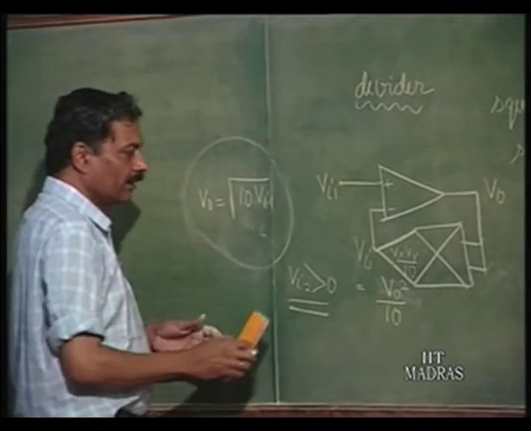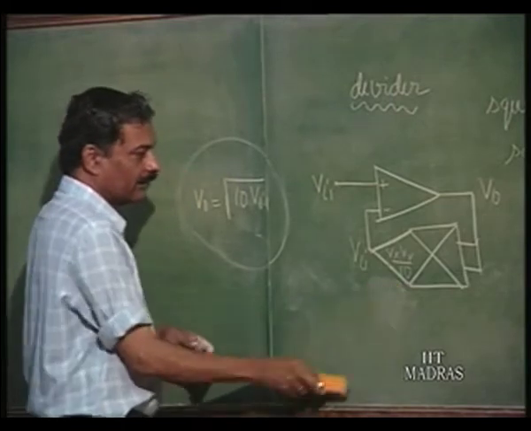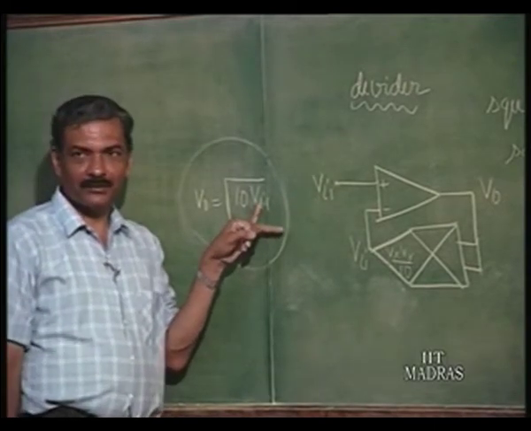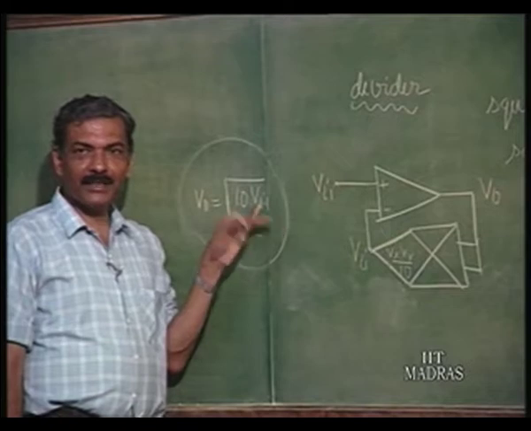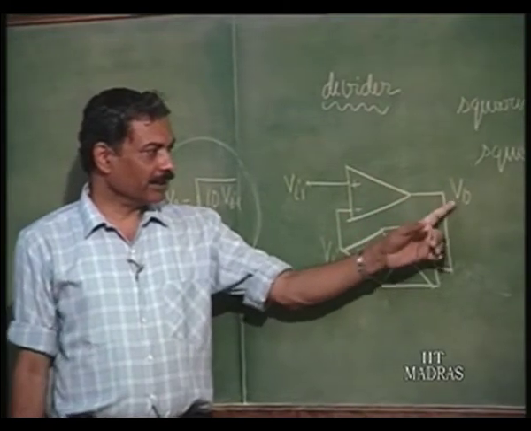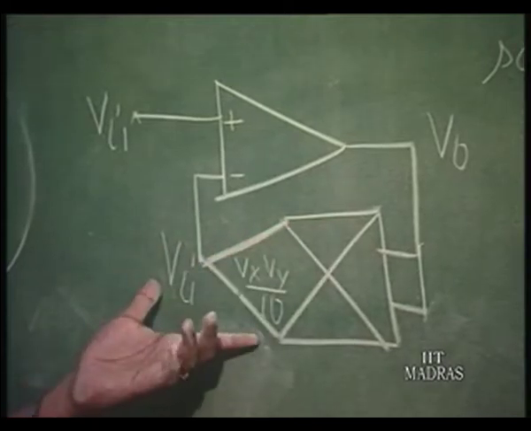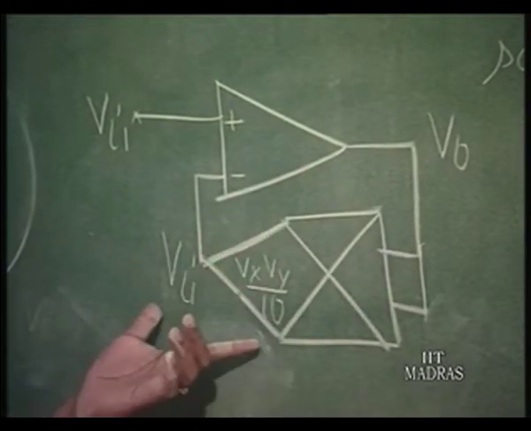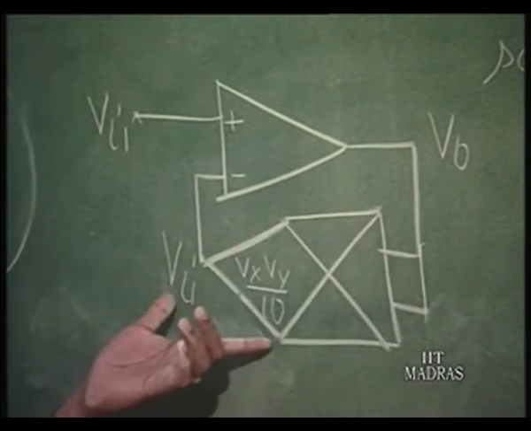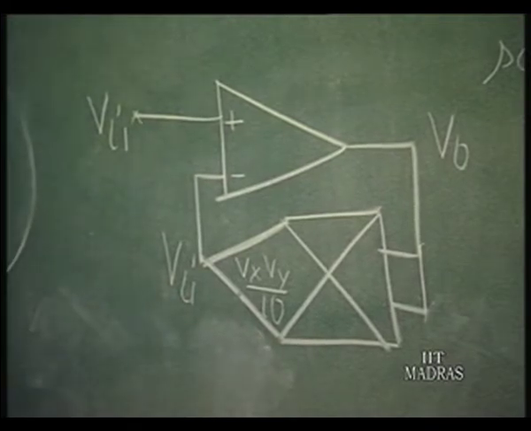So, here the essential thing is once again that V I 1 has to be always positive. If it is negative, once again we cannot get an output. What does it mean? That means V naught here has to be always positive. Otherwise, the sign change is not recognized here, because this is a squaring circuit. Whether it is positive or negative, you will get the same output. So, this is a square rooting circuit.